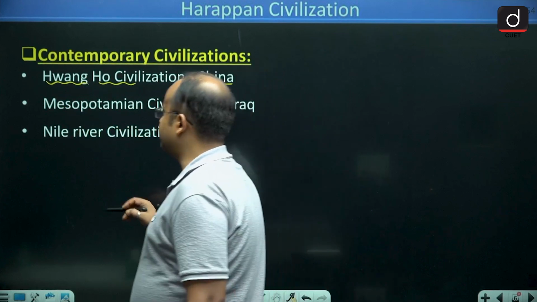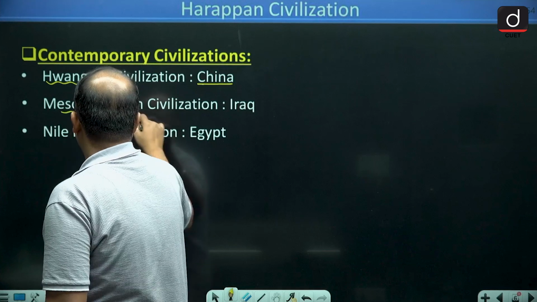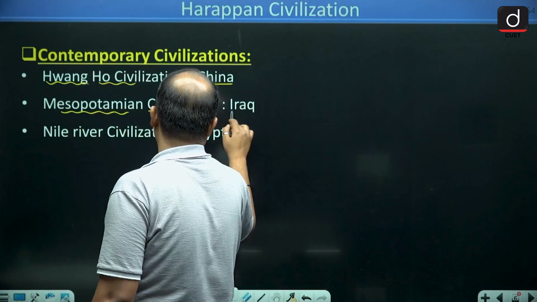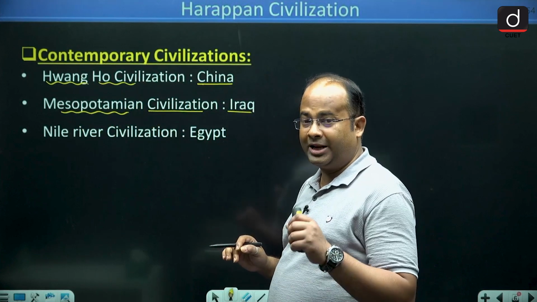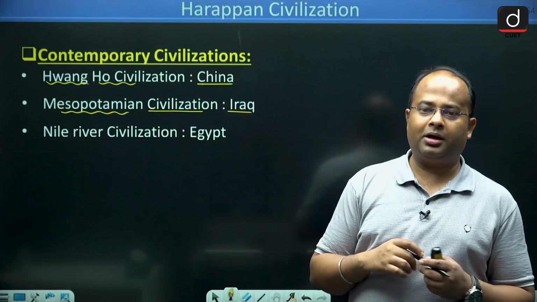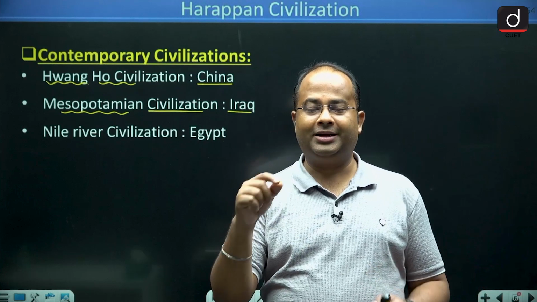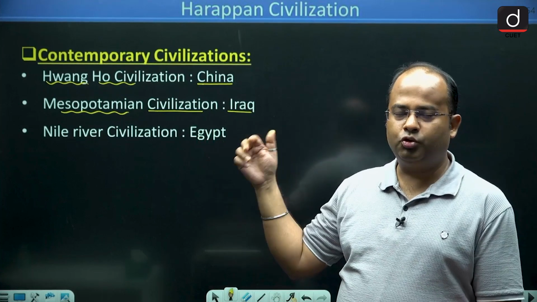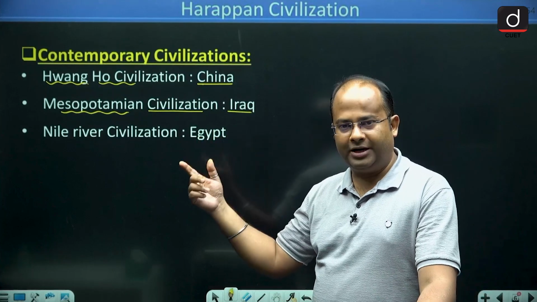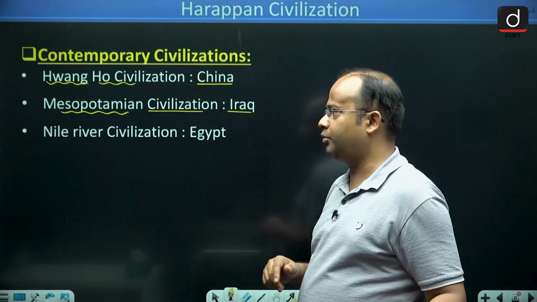Then we have the Mesopotamian civilization, which is in Iraq. Now, what is the meaning of Mesopotamia? Mesopotamia is important because the Harappan people used to carry on trade with the Mesopotamians. Therefore, it is important.